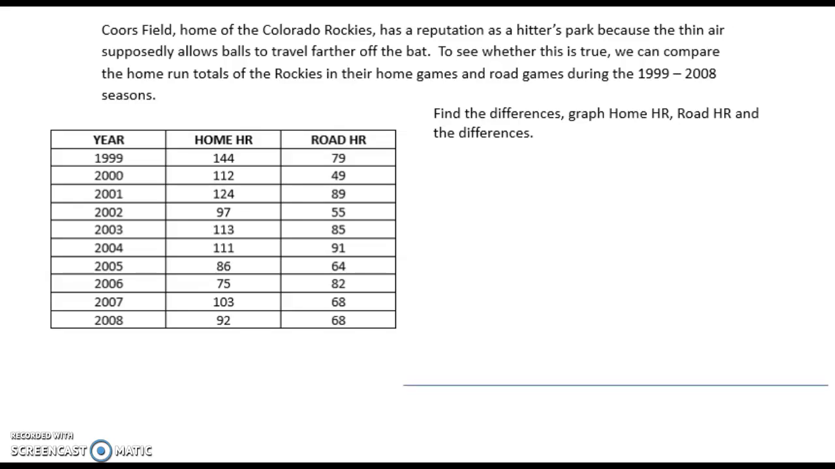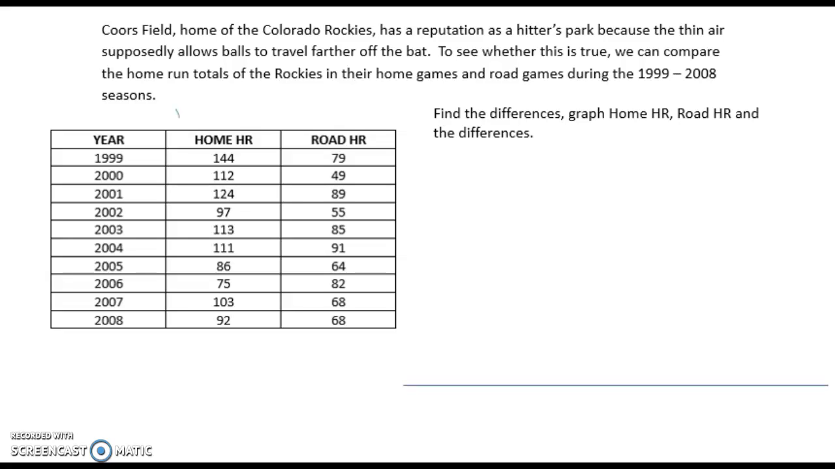All right, let's get to some numbers here. Coors Field, Denver, home of the Colorado Rockies, has a reputation as a hitter's park because of the thin air at a higher altitude, which supposedly allows the balls to travel farther off the bat. Be great if you're a hitter, probably not so much if you're a pitcher. So to see whether this is true, we're going to compare the home run totals for the Rockies in home games versus road games between the years 1999 and 2008, which is 1, 2, 3, 4, 5, 6, 7, 8, 9, 10, 10 years.